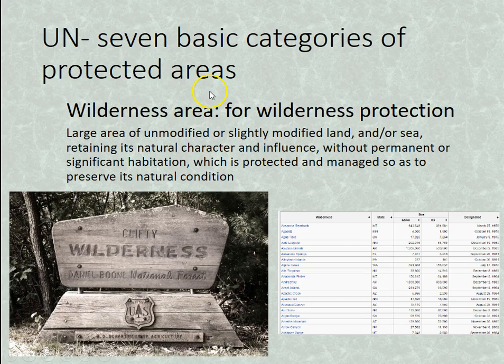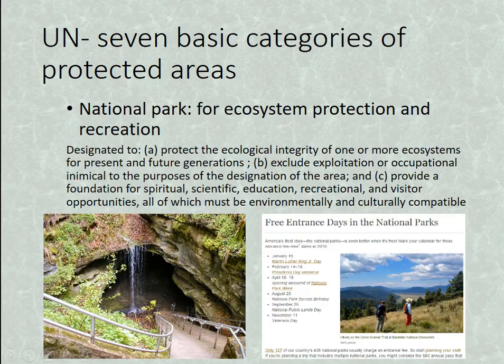Next we'll look at our wilderness areas, which are larger areas for wilderness protection. That's their main goal. So this would be kind of that coarse filter, trying to save everything within there. An example is Clifty Wilderness. That's within the Daniel Boone National Forest.